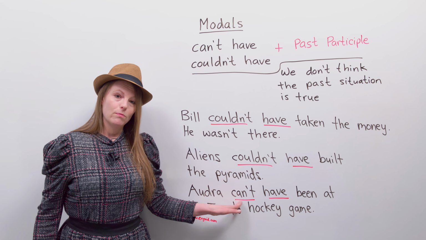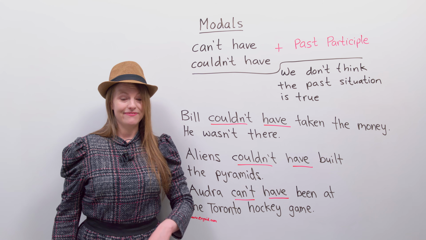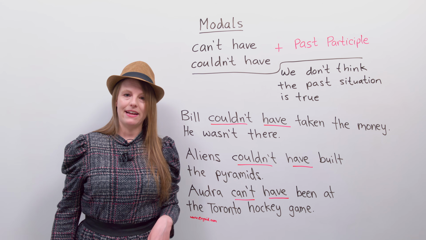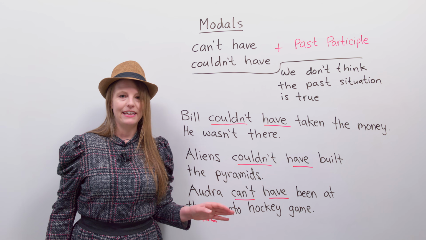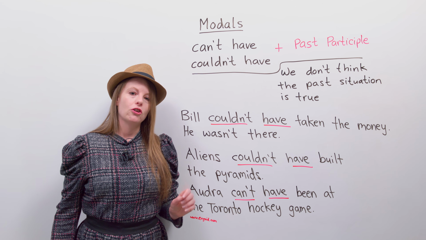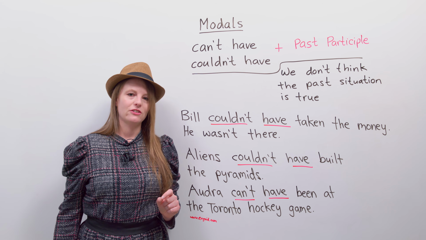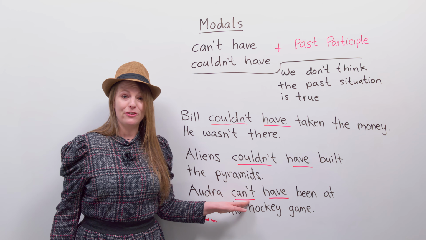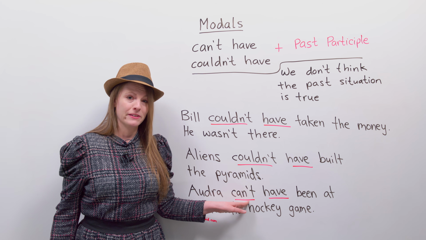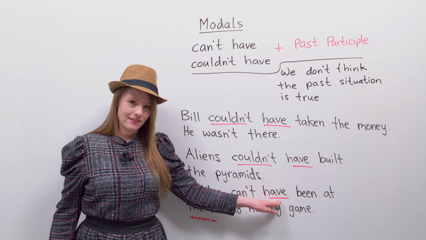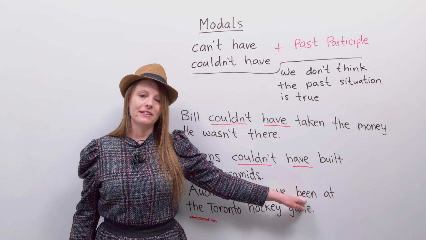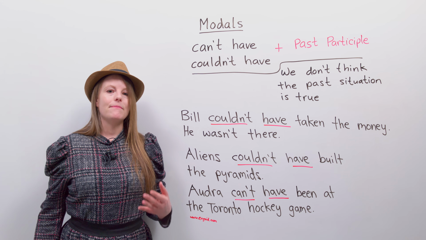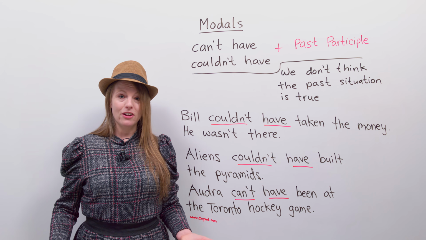So again, we're talking about a situation from the past, a hockey game last night. And I'm saying that I don't think Audra went. This is not true. Audra did not go to the hockey game. So I can say Audra couldn't have, or Audra can't have gone to the hockey game last night. And again, in this case, we're using can't. We could have used couldn't. Can't or couldn't are both possible. We have, and then we have the past participle been. Been is the past participle of be. Okay, great. So we've covered a lot today.